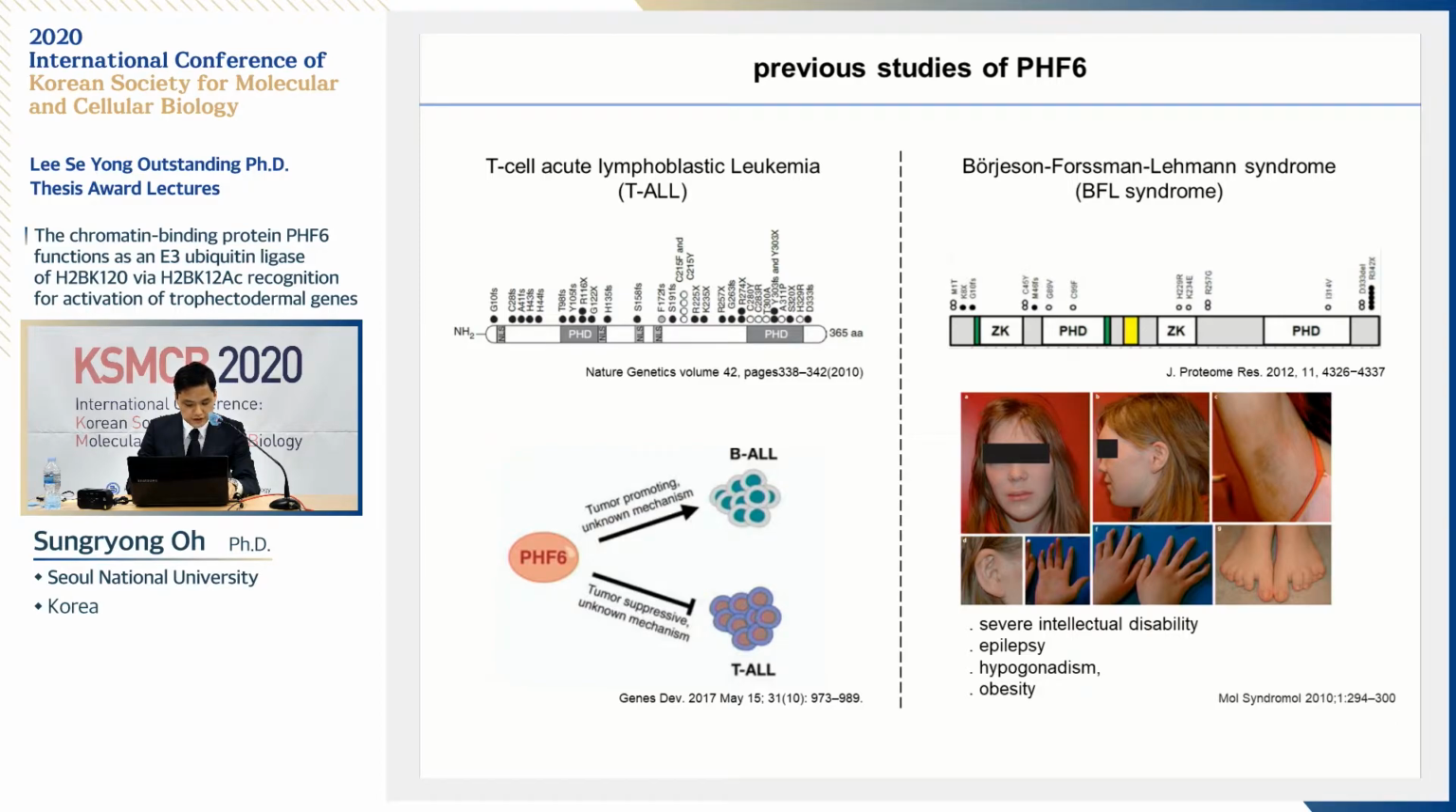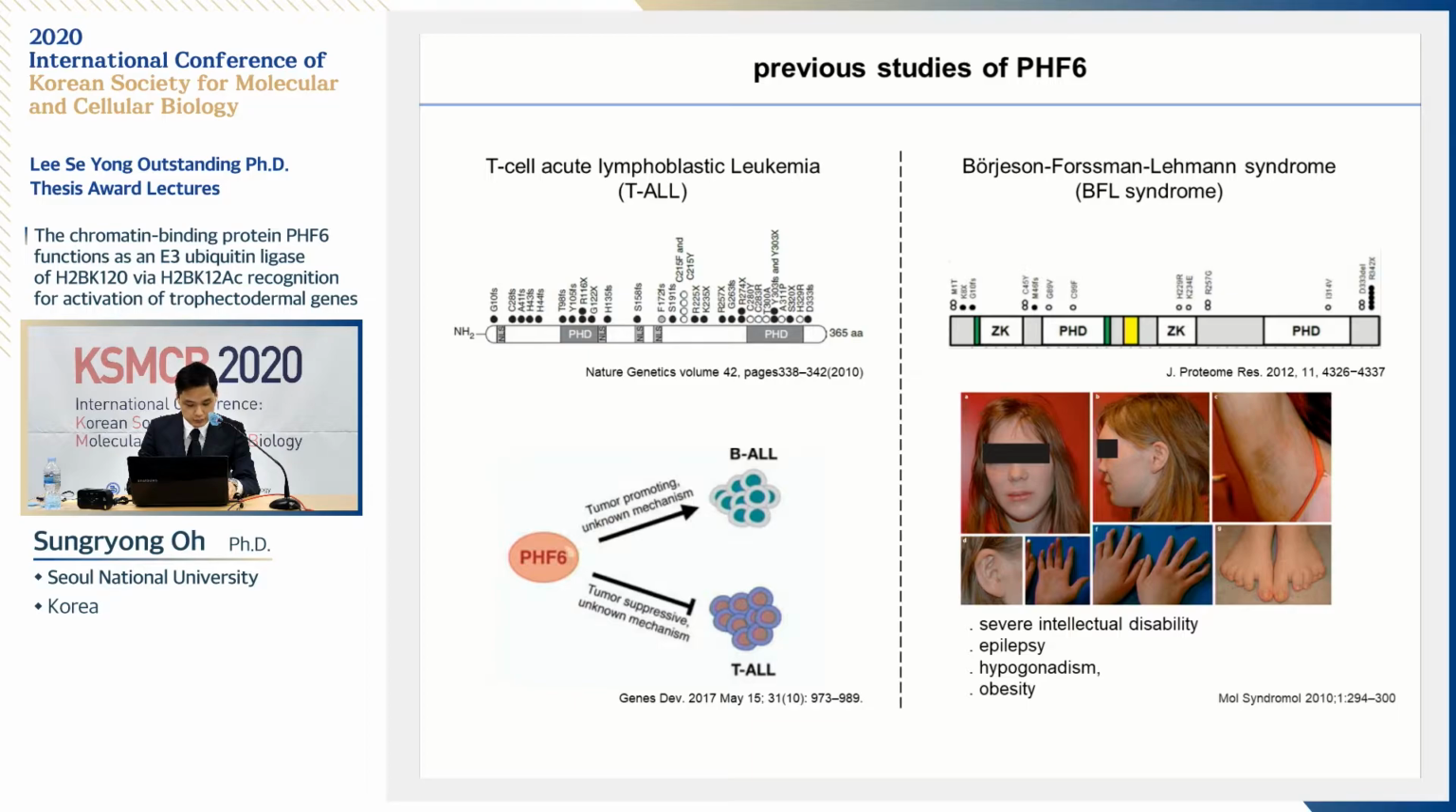Several mutations of PHF6 have been reported in T-cell acute leukemia patients, and many studies have shown that the functional loss of PHF6 induces T-ALL development. However, the precise molecular mechanism of PHF6 has not been determined yet. In addition, in several case studies, PHF6 mutations have been reported as an important factor causing Börjeson-Forssman-Lehmann syndrome. The various symptoms of BFLS patients are typical developmental problems, and this led me to assume that PHF6 will play an important role in early development.